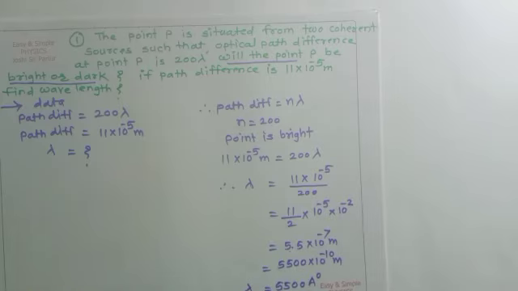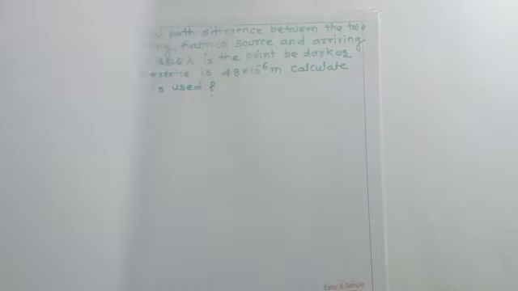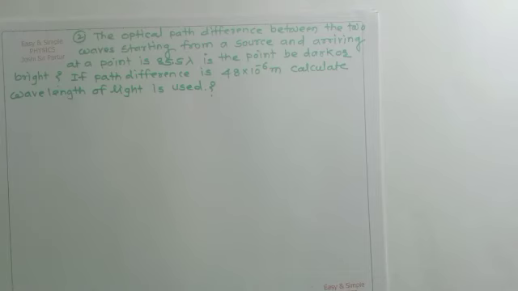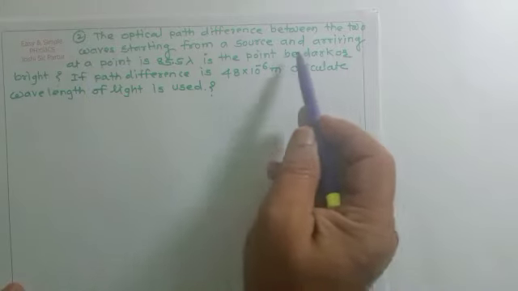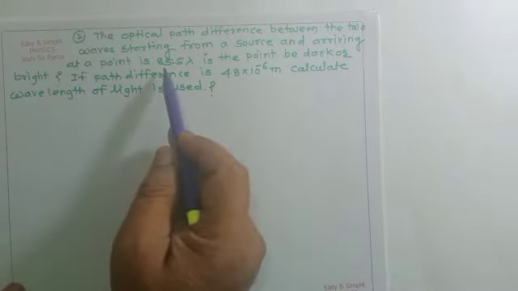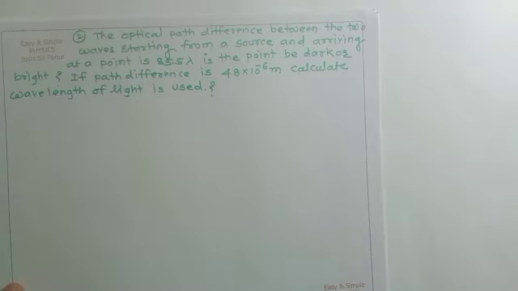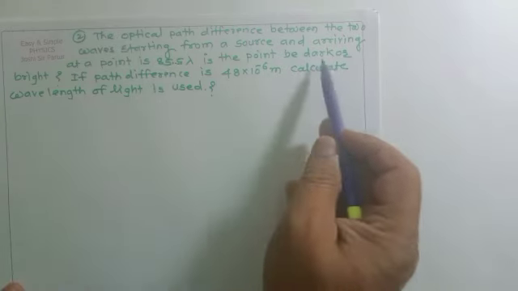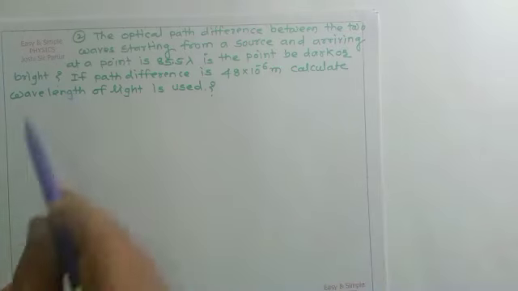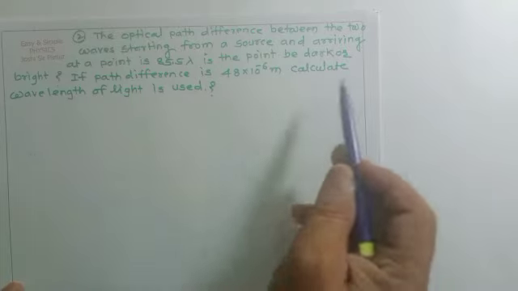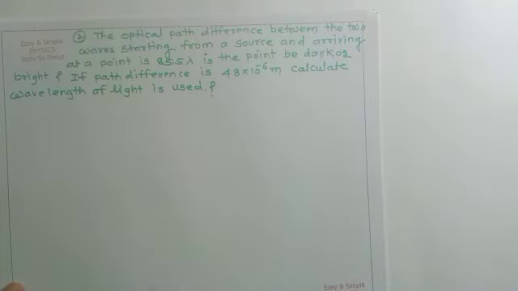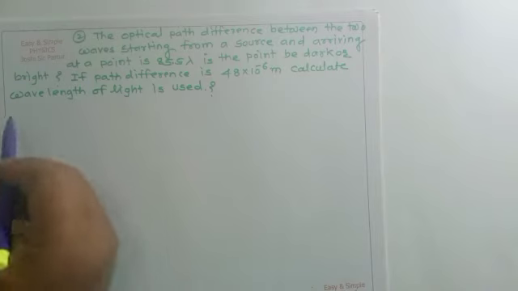And this is the answer for the given question. Again, if we solve another question: the optical path difference between two waves starting from a source and arriving at a point is 85.5 lambda. Is the point B dark or bright? If the path difference is 48 into 10 raised to minus 6 meter, calculate the wavelength of light which is used.